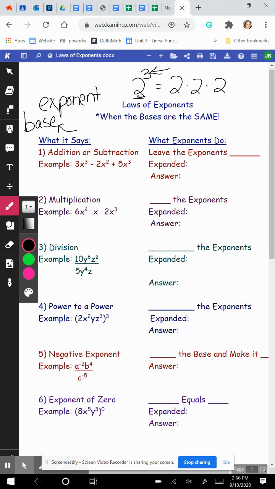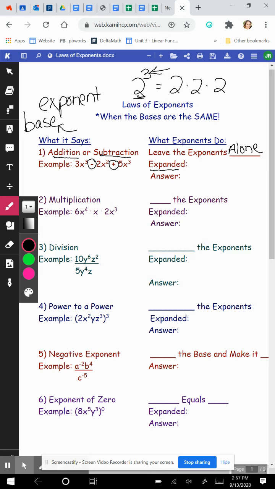When we see addition or subtraction, this actually isn't a law of exponents because we don't do anything with the exponents. We leave the exponents alone. So make sure you leave the exponents alone when you see adding and subtracting.